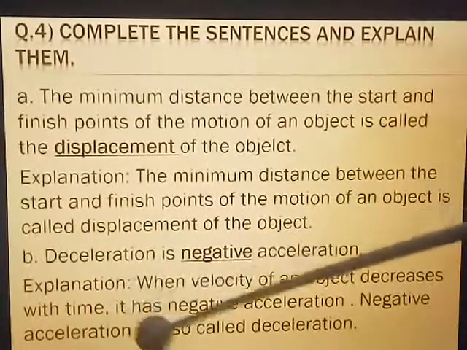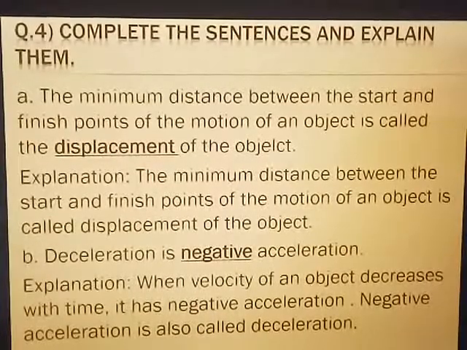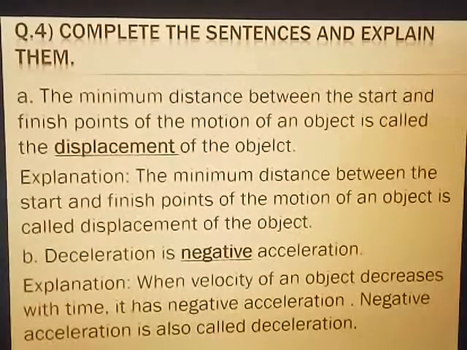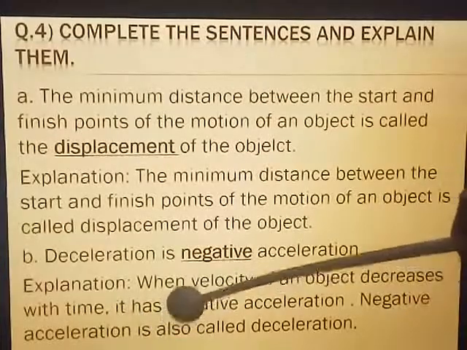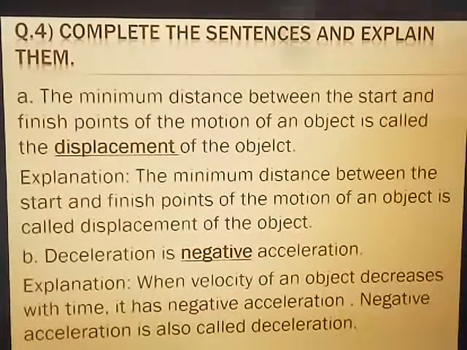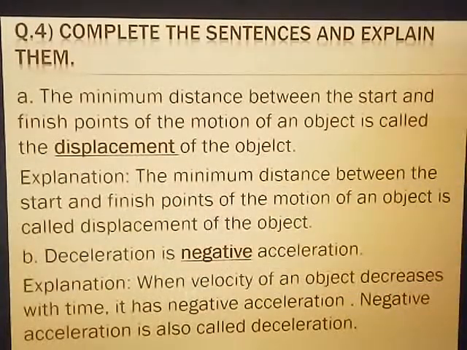Those who want, you can mark the explanation on page number 5 in your textbook. Here this explanation, as I have told you, is the same definition. You can see the paragraph of positive, negative and zero acceleration. There you can see the third line. When velocity of an object decreases with time, it has negative acceleration. Negative acceleration is also called deceleration. Hence we have given this answer. Deceleration is negative acceleration.